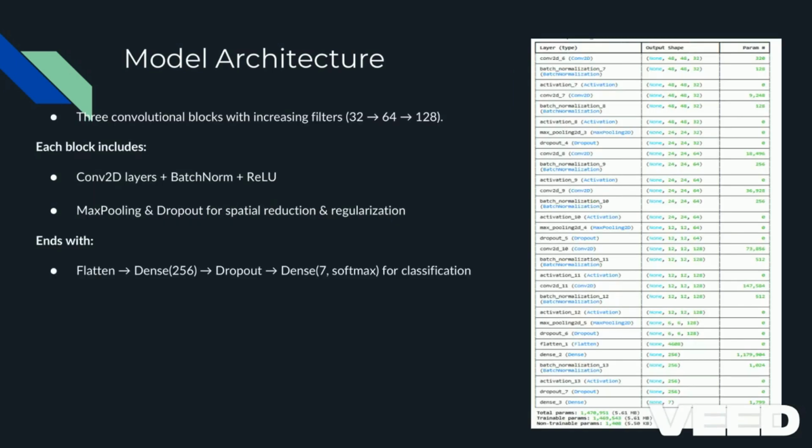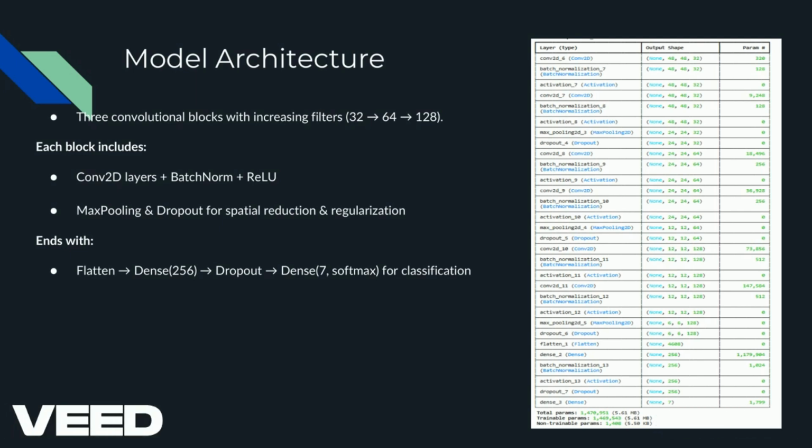This is the full model summary. You can see the filter sizes increase from 32 to 64 to 128 across the three convolutional blocks, while the spatial dimensions get smaller with the pooling. Then we flatten the output, feed it into a dense layer with 256 neurons, apply some dropout, and finally output seven values, one for each emotion using softmax.